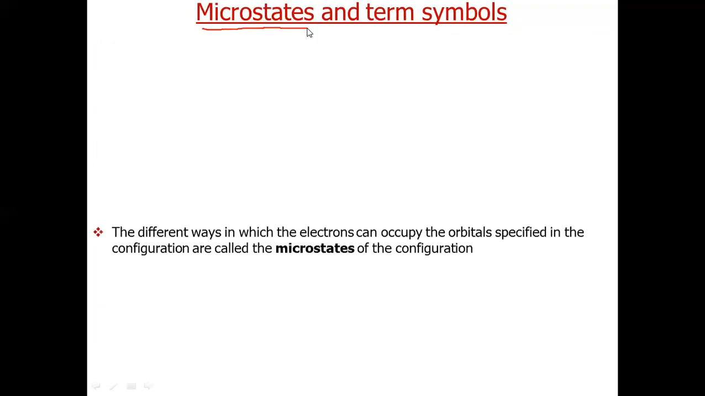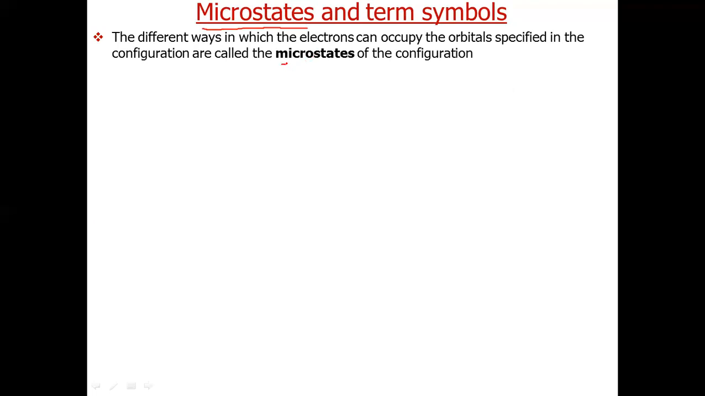First, we will define a new term called microstate. We can define microstate simply by saying that it gives us the number of arrangements by which a given number of electrons can be arranged in a particular configuration. So, to find the microstate, we have to follow certain rules.